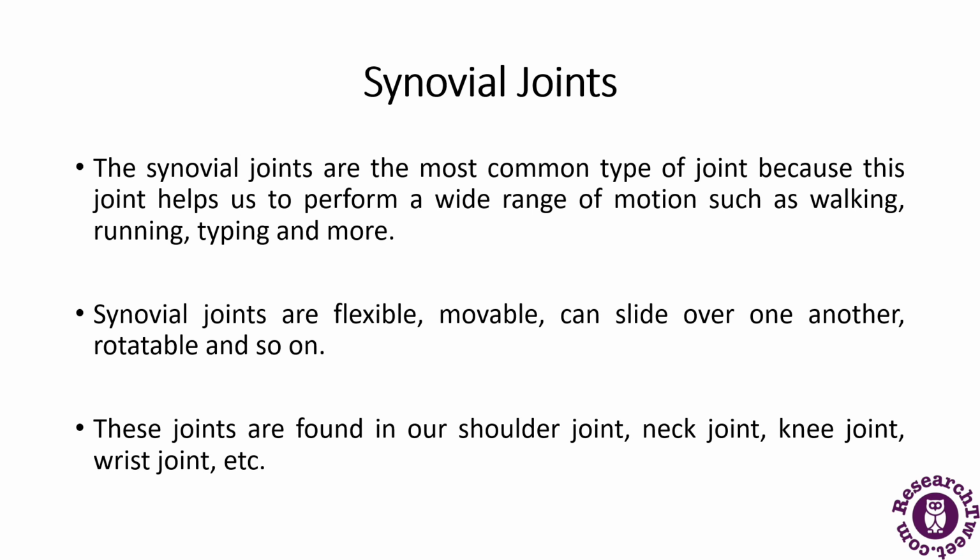The next is the synovial joints. They are the most common type of joints, because these joints help us to perform a wide range of motion. And what are they? They help us in walking, running, typing, and more. Synovial joints are flexible, movable, can slide over one another, rotatable, and so on. These joints are found in our shoulder joints, neck joints, knee joints, wrist joints, etc. So these are found in these areas.